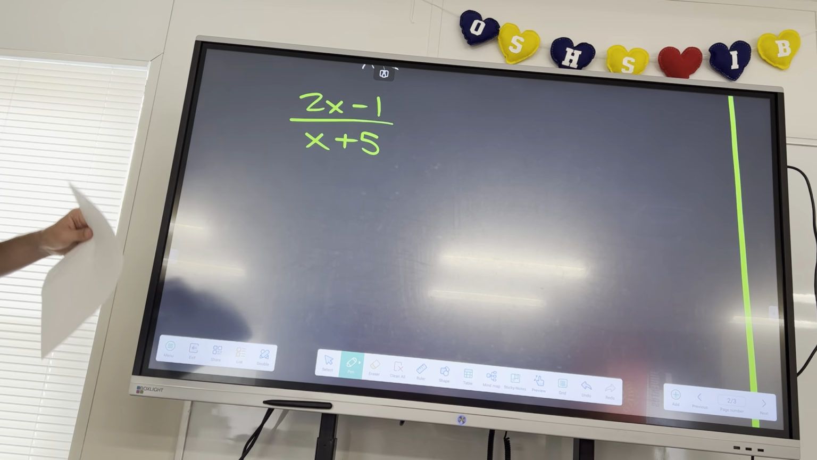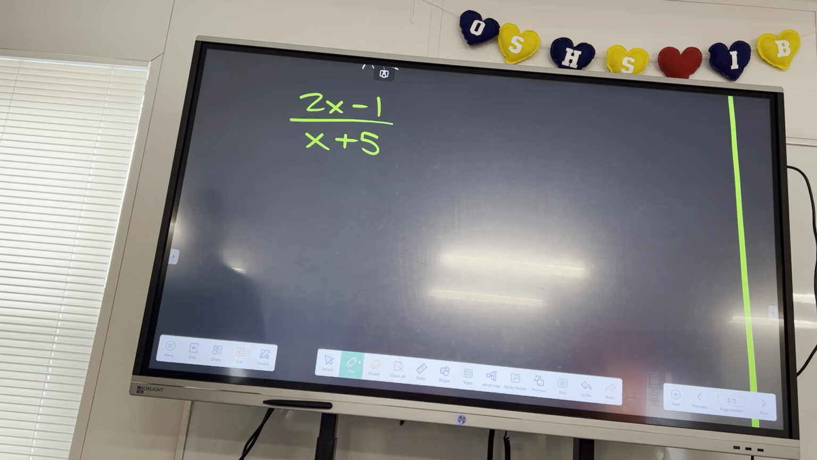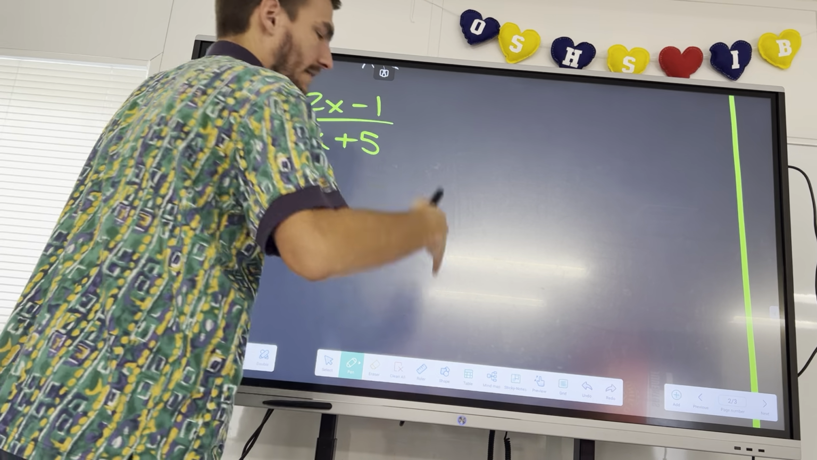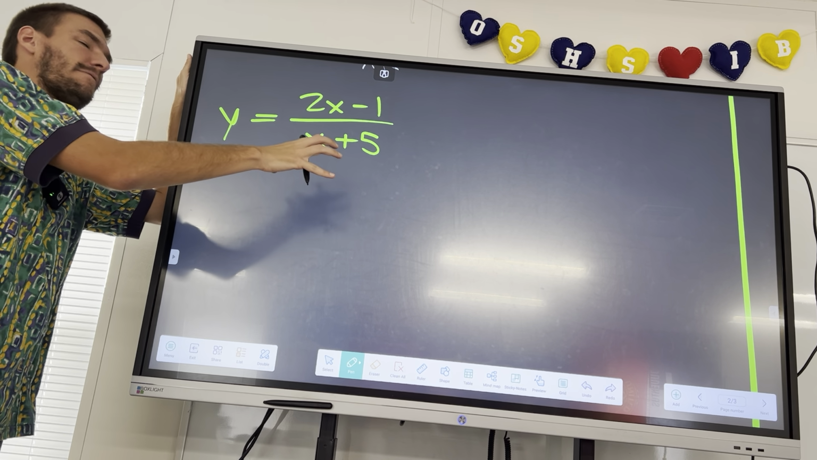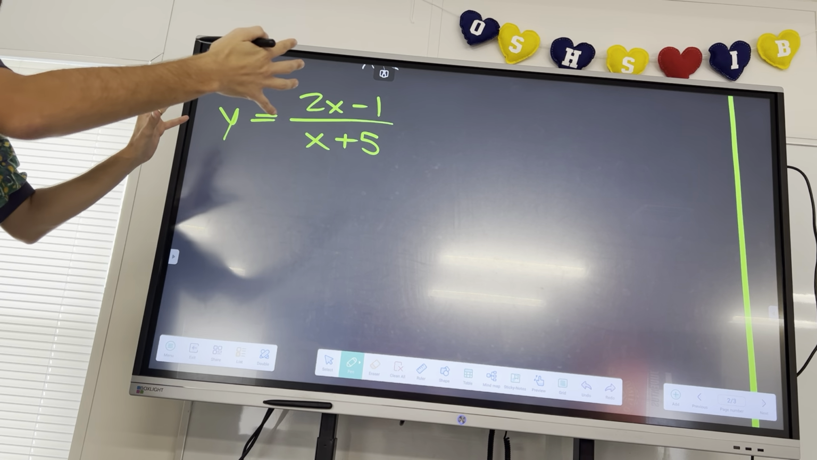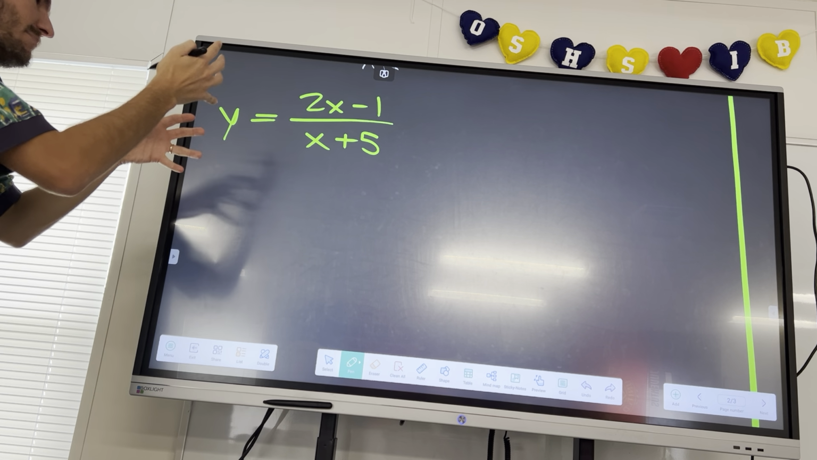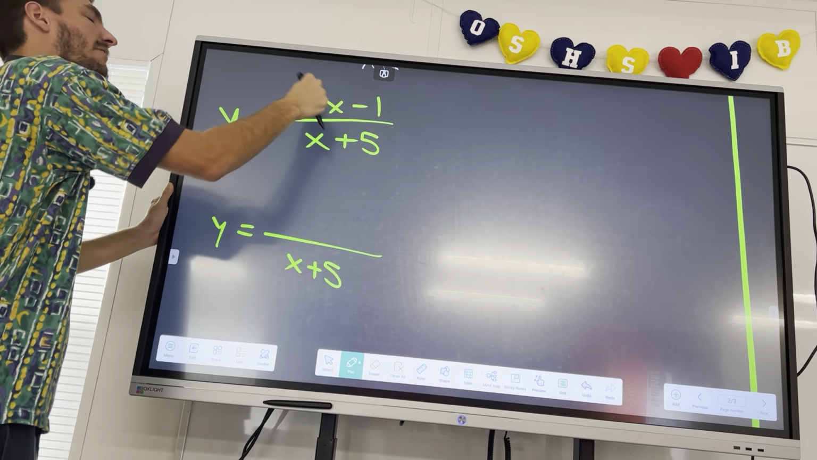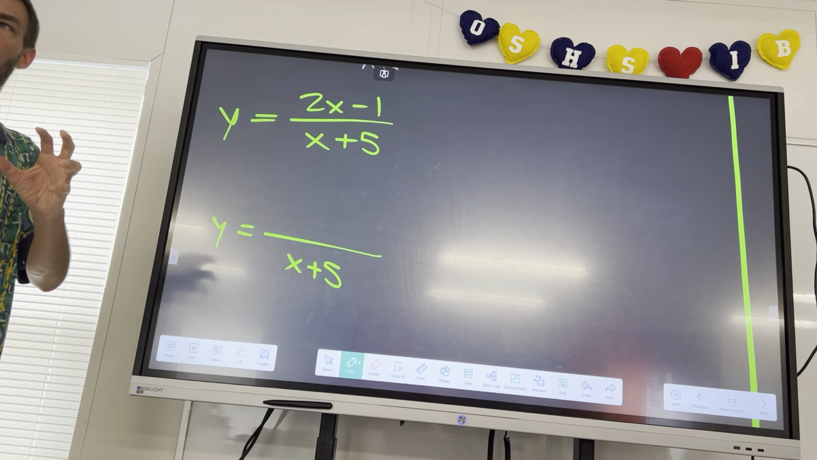How can we get this into, this is the very last thing on the notes. How do we get this into nice vertex form where we can straight up take this and say, here's my asymptote, here's my this. Look at the bottom. That's your x plus 5. Then look at the top and take all those x's and make however many clones of the bottom you need in the top. So here's what I'm talking about. y equals x plus 5. For every one of these x's, I need to make an x plus 5.